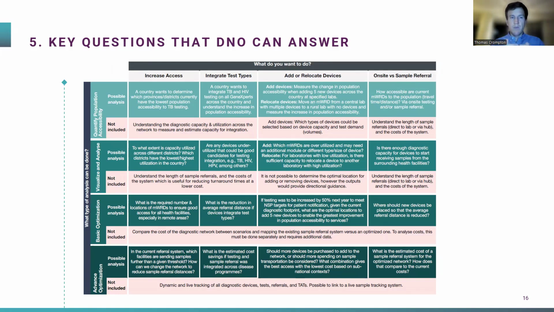Now, if I was to go one step further to visualize and analyze, I then do have the capacity and the utilization, and I can understand which devices are underutilized, and they could be good candidates for testing integration. What I don't have is I don't know what the sample referrals are, what the length of those are, and I don't know what the costs are for turnaround times or for adding or relocating devices. So I think you can see that as we're going down, we're able to answer more and more questions as we change the analysis type and get more complicated.